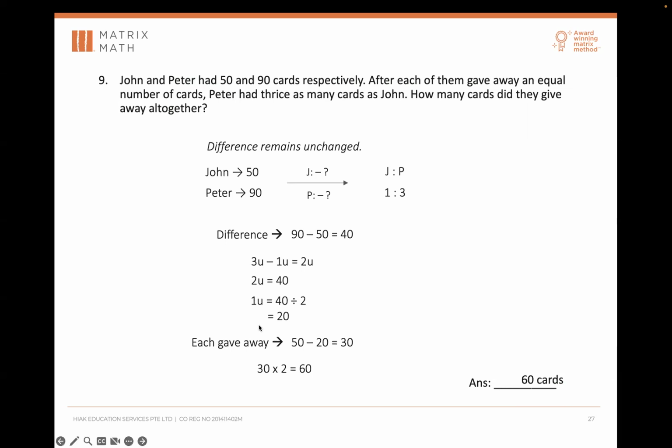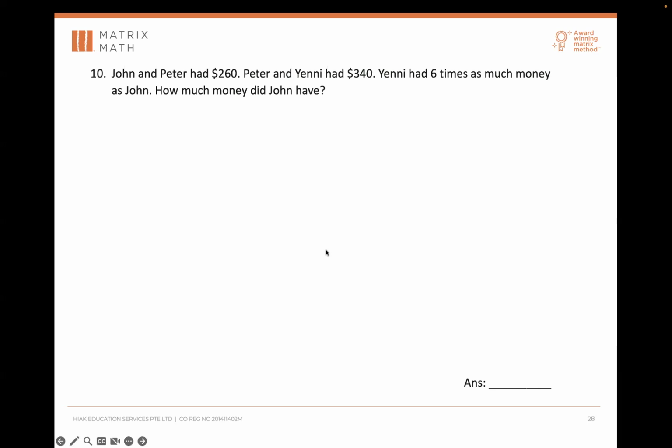Now let's look at question number 10. John and Peter had $260. Peter and Yenny had $340. Yenny had 6 times as much money as John. How much money did John have? So John plus Peter is 260. Peter plus Yenny is 340. Yenny had 6 times as much money as John.